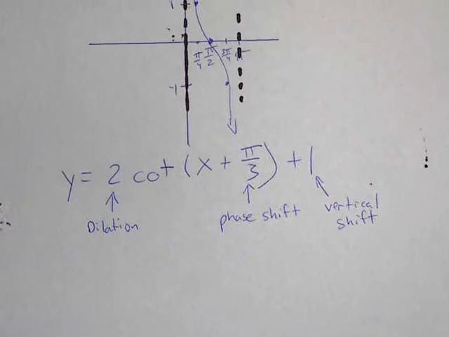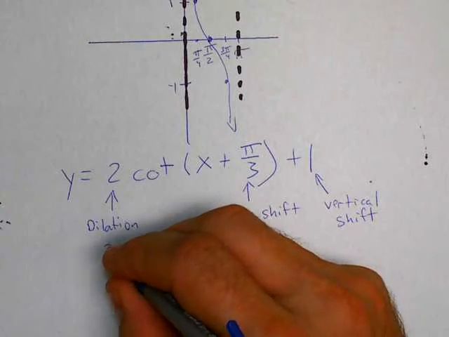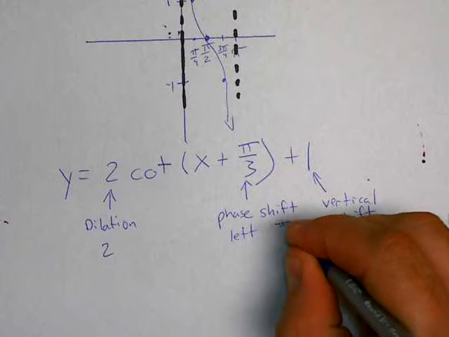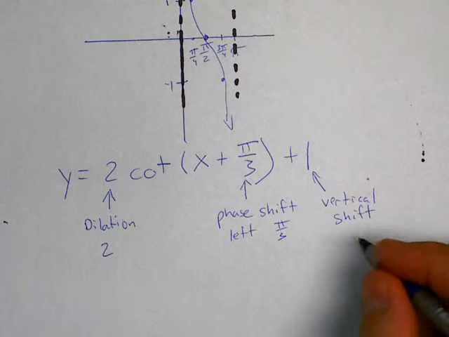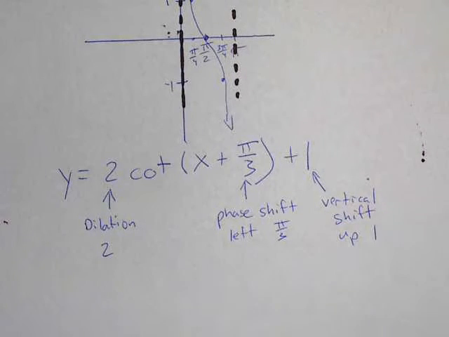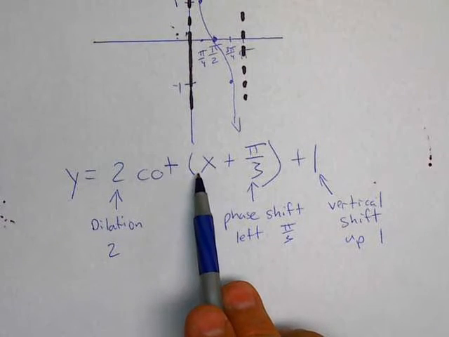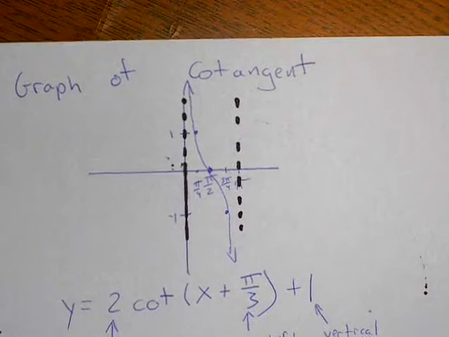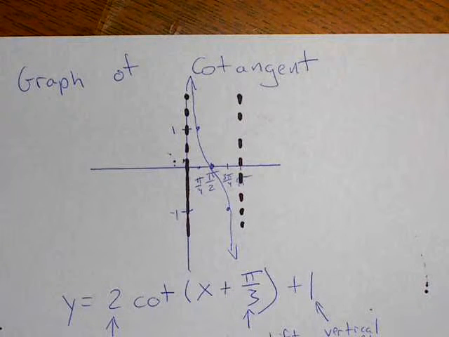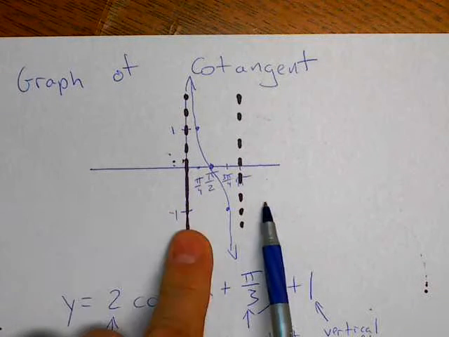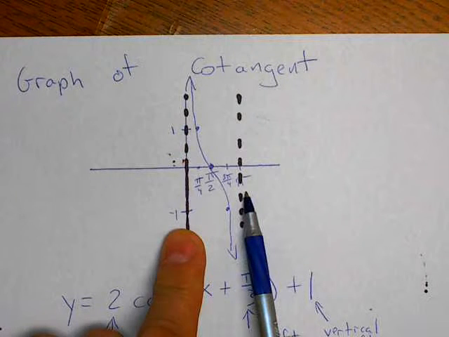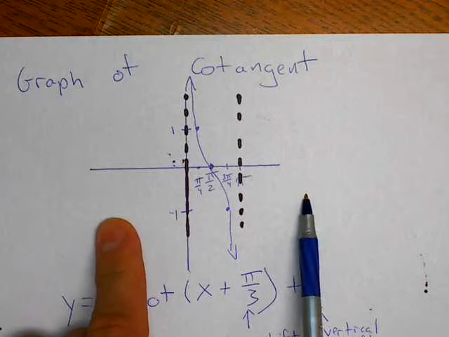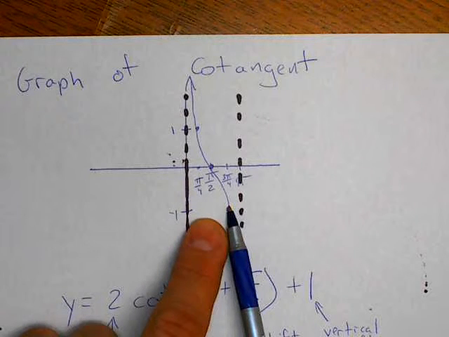All right, so the dilation is 2. Phase shift, we're going left pi over 3. And our vertical shift is up 1. Their b value is 1, so our period is going to be the same. So if we look back at the starting point, the parent graph of the cotangent, the period goes from 0 to pi, okay? And it's not being lengthened, and the period is not being shortened, okay?